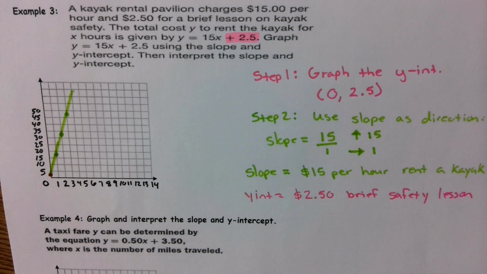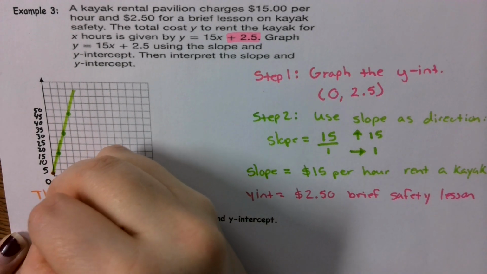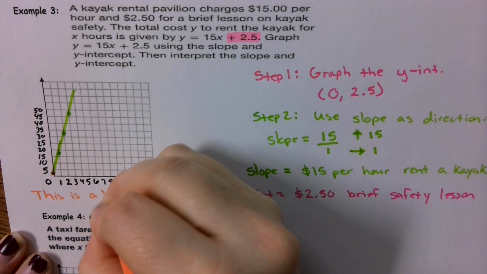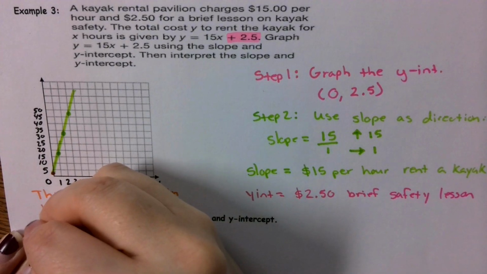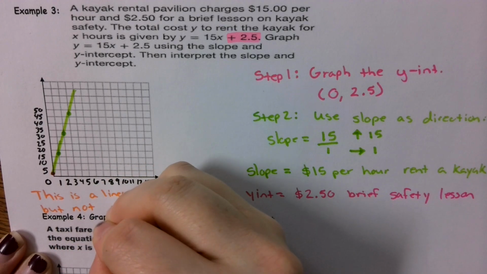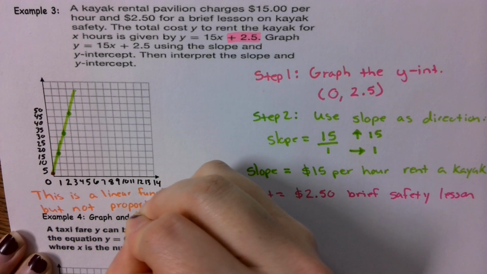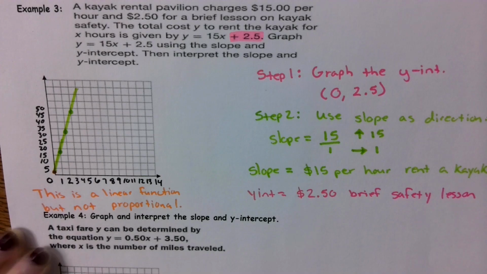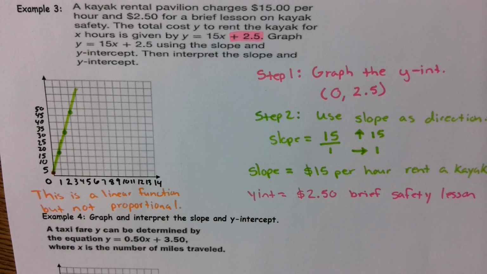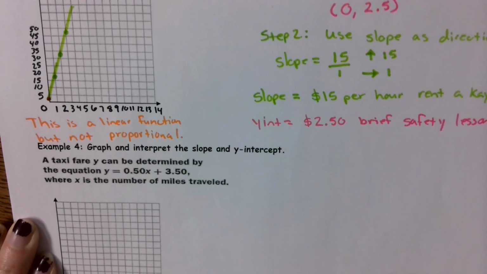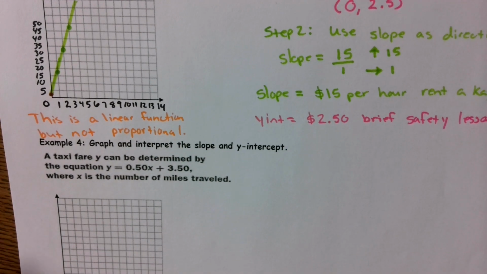I want to make sure you guys understand the difference. That this is a linear function, but not proportional. Okay, there is a difference between it being just linear and proportional. Proportional means it has to be linear and through the origin. Linear just means it has to be straight. That's it. Okay, go ahead and do example number 4 on your own.